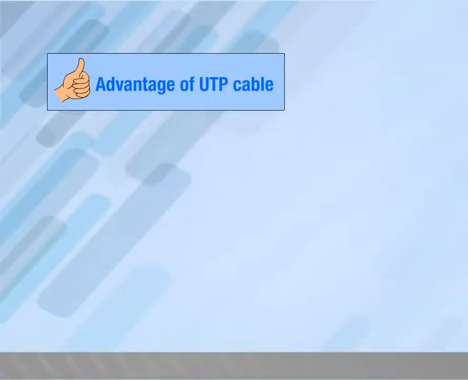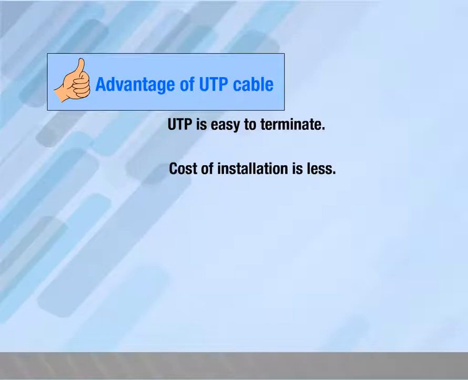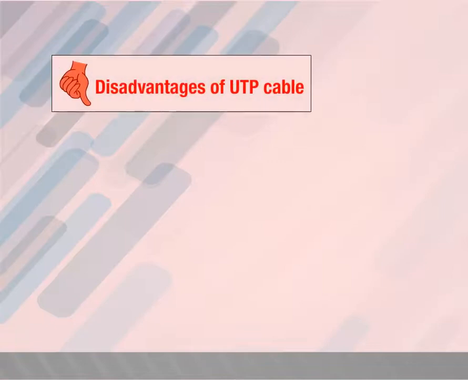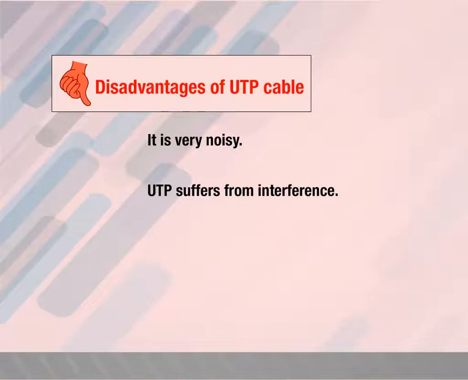Advantages of UTP cable. UTP is easy to terminate. Cost of installation is less. Disadvantages of UTP cable. It is very noisy. UTP suffers from interference.